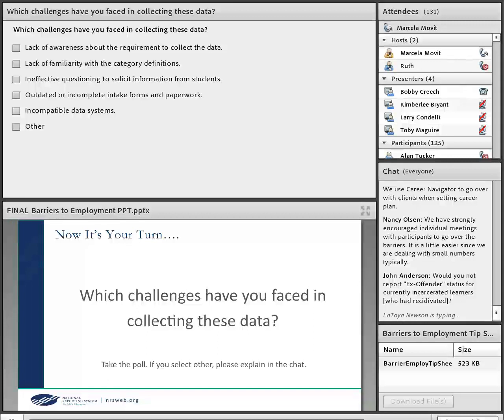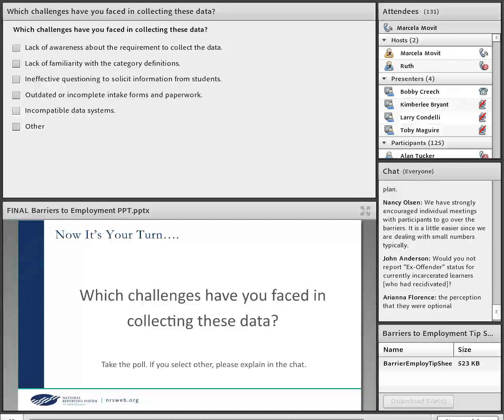And while you're typing that, I do want to draw attention to what Terry had mentioned earlier, that it's important to try and have the same staff at each program to go over information. They use Career Navigator to go over with clients when they're setting the career plan. And Nancy said that they strongly encourage individual meetings with participants to go over the barriers because it makes it a little easier when they're dealing with small numbers typically.